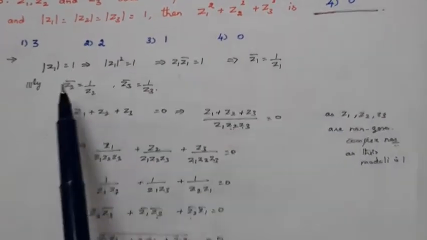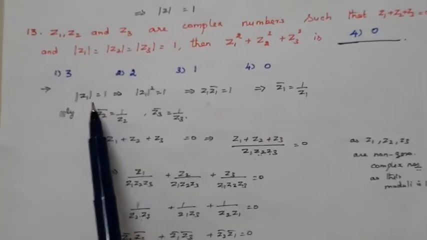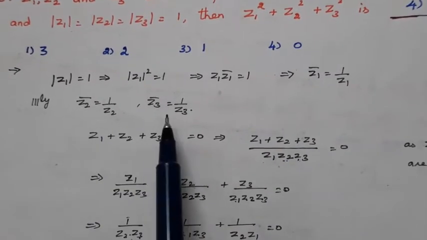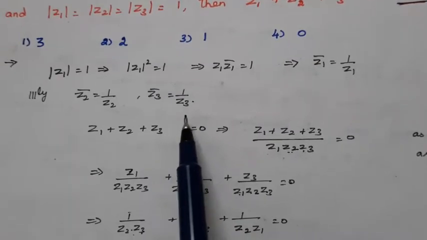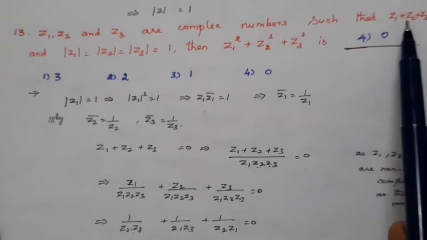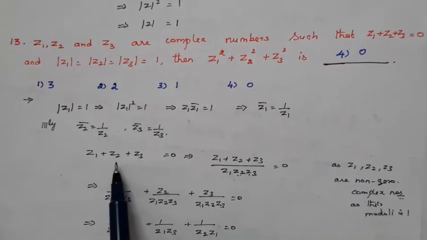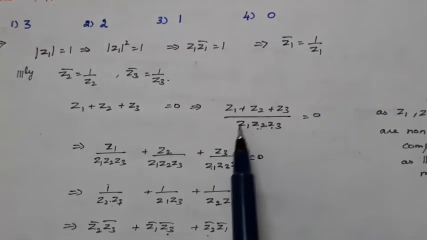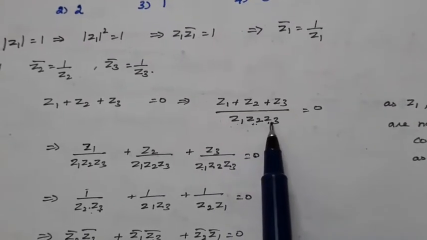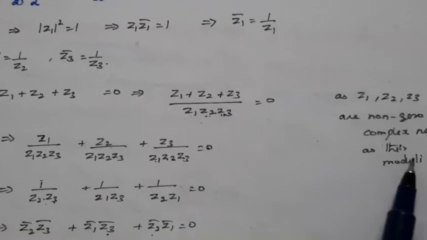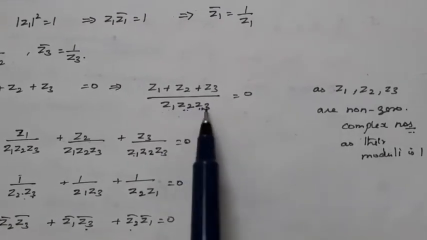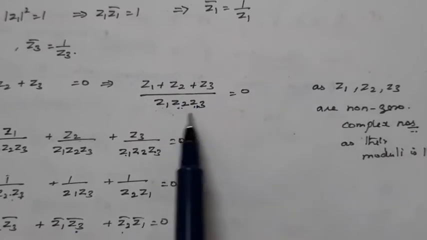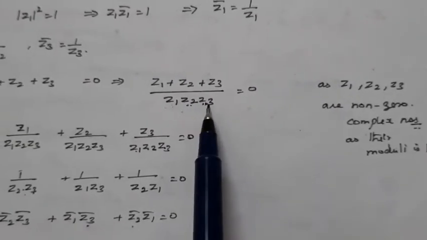So as usual, modulus of Z1 is equal to 1 implies Z1 bar will be 1 by Z1. Similarly, Z2 bar is equal to 1 by Z2, Z3 bar is equal to 1 by Z3. Now let us use the given condition Z1 plus Z2 plus Z3 equal to 0. Let us divide throughout by the product of the complex numbers Z1, Z2 and Z3. Since their modulus is 1, they are non-zero complex numbers, so we can divide by the product of Z1, Z2 and Z3.